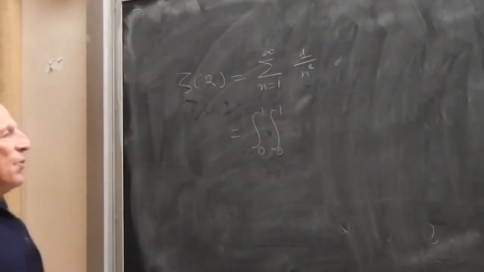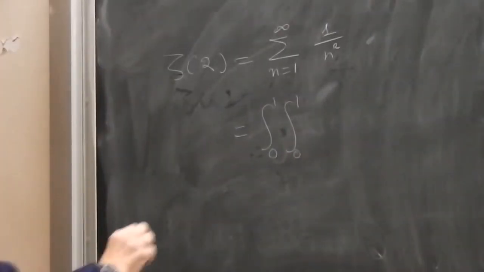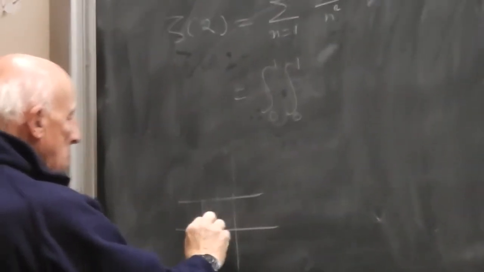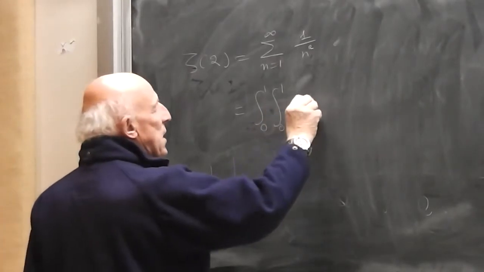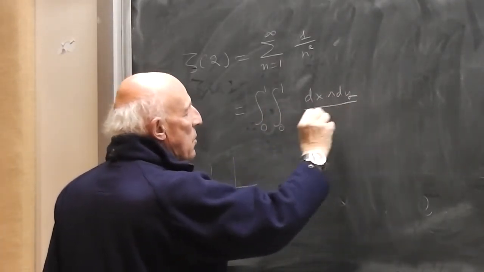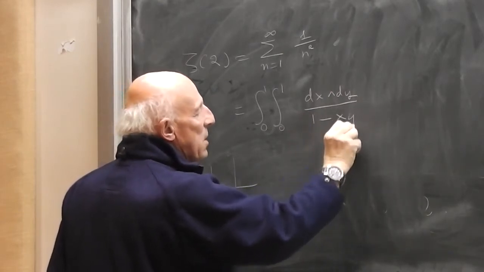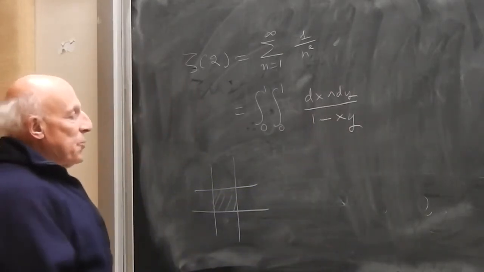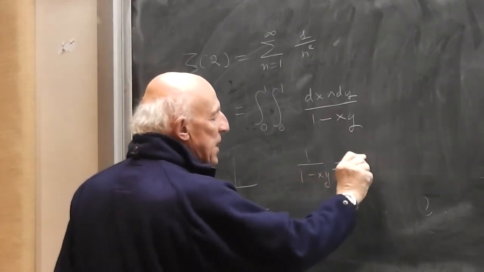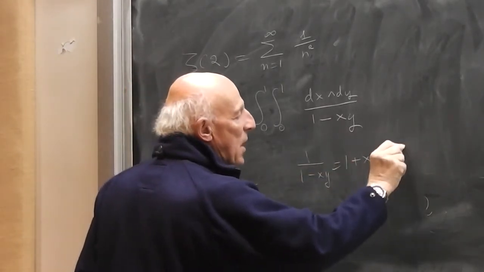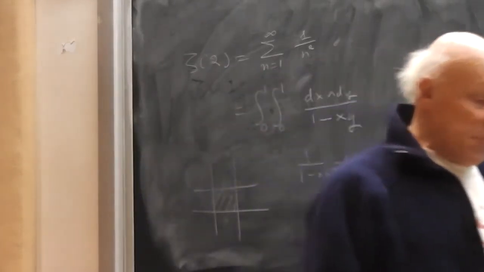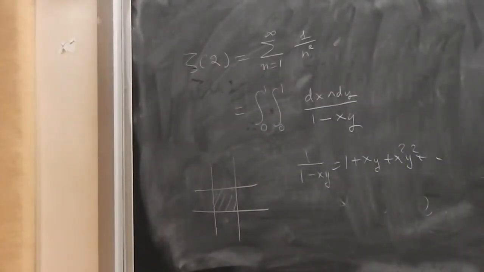We integrate over the square, two coordinates between 0 and 1, so this is the domain of integration. And what do you integrate? Well, I write a differential form, dx dy over 1 minus xy. The trick is to write 1 over 1 minus xy as 1 plus xy plus x squared y squared plus etc. And you integrate term by term. Very easy. And there is a similar formula in higher cases.